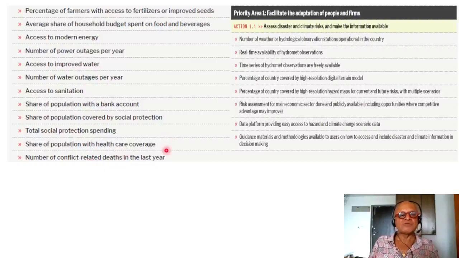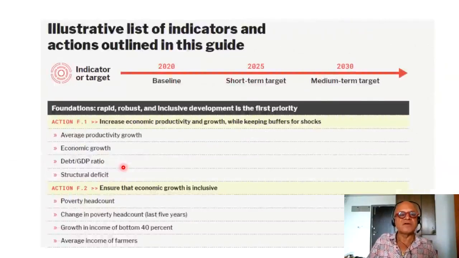Share of population with health coverage, as we said, number of conflict-related deaths in the last year. So these could be internal conflicts or migrants coming from outside, could be conflict that is related to climate change, impact on natural resources, fights for water, etc., and so on. So this is the first section, foundations. Rapid, robust and inclusive development is the first priority.